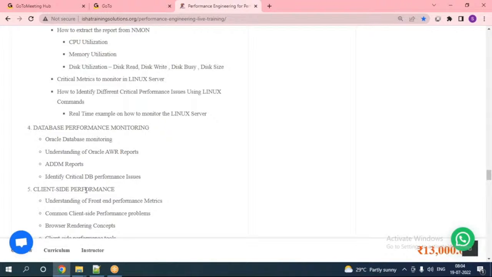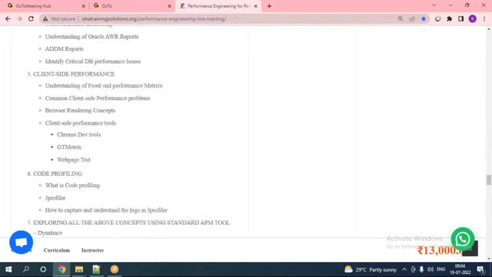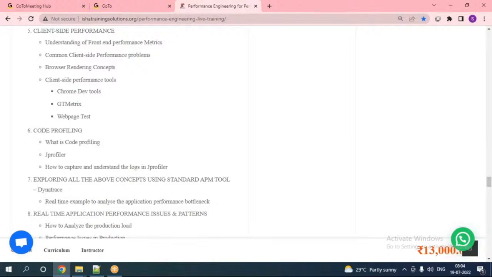And then the next layer, which nobody is actually focusing on, is your client side performance. Because your performance testing tools are not providing the client side response time, not providing your browser layer numbers. They only provide your server level numbers. So client side monitoring also we are going to focus on.